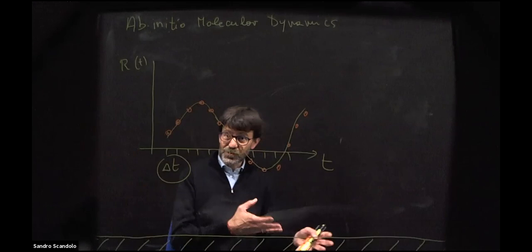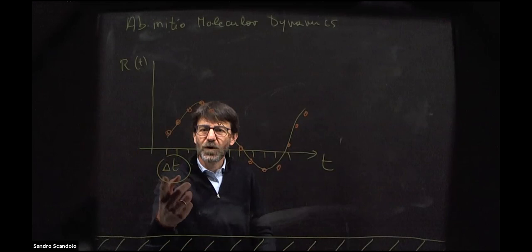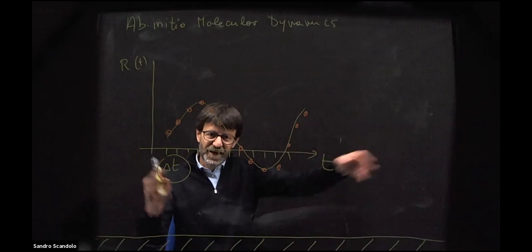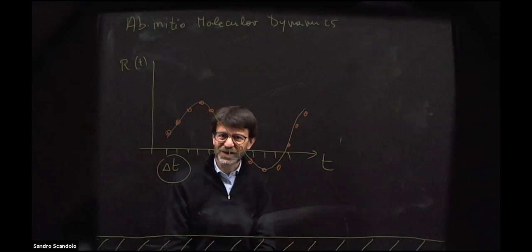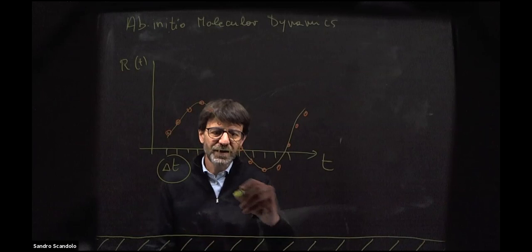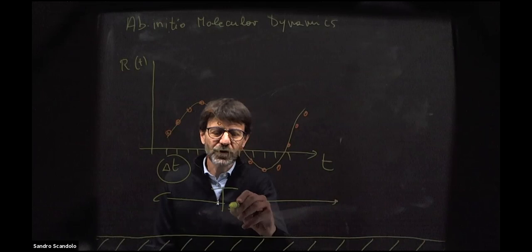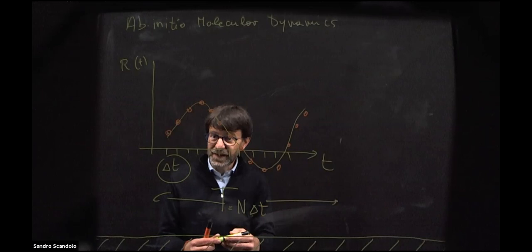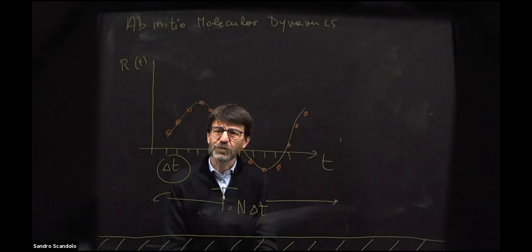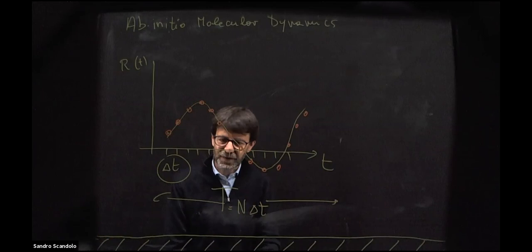So if I make delta t too small, the total number of steps that I have to iterate my trajectory will be, of course, inversely proportional to delta t. The total length of a trajectory, let me call it t, will be the number of steps times delta t. So if delta t is too small, the number of steps will be too large, and so the calculation will take too long. Right? So I have these two conflicting criteria that I have to somehow try to accommodate.